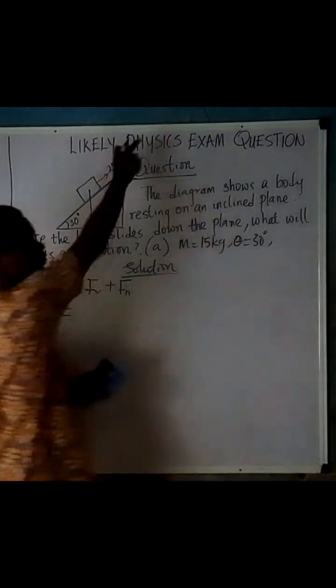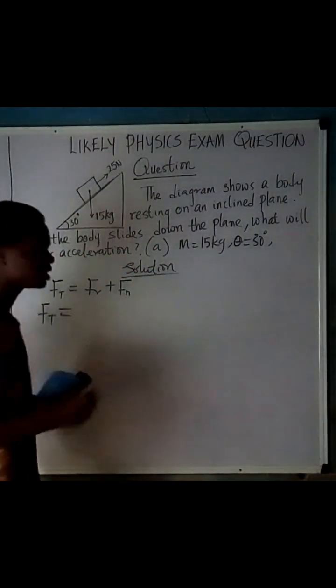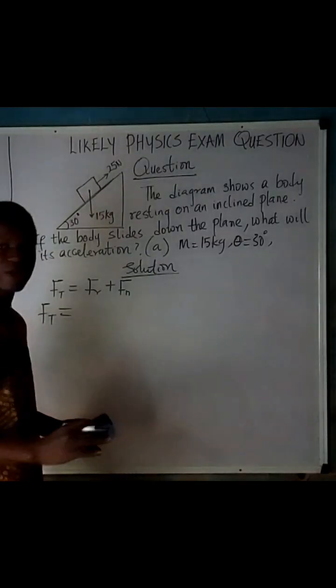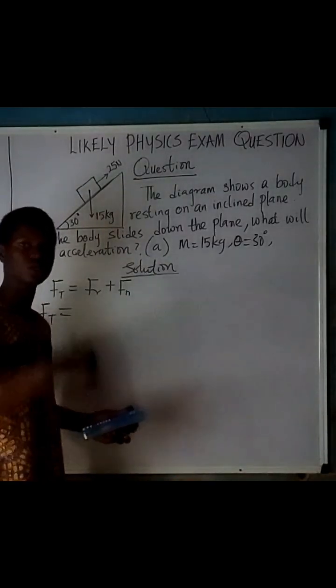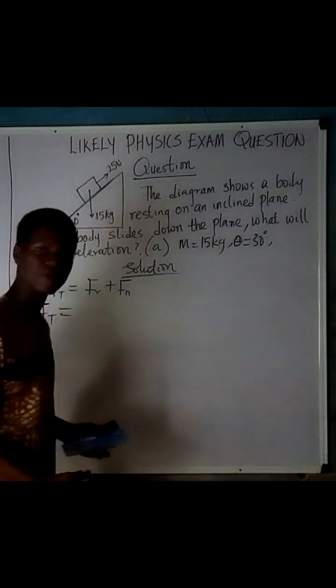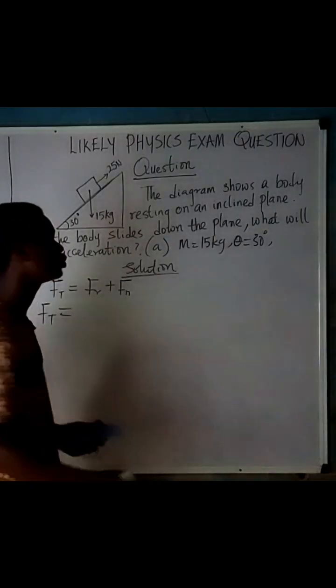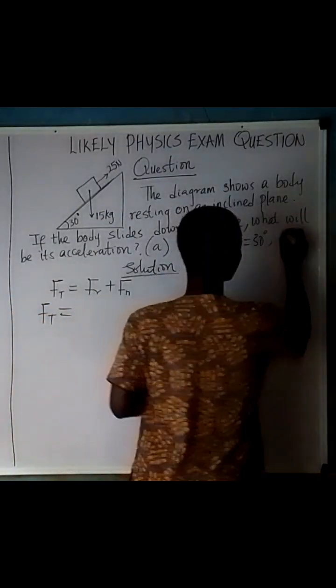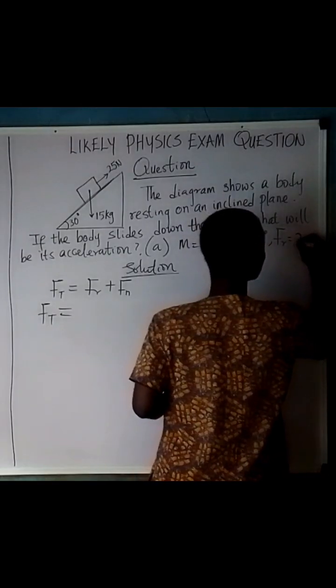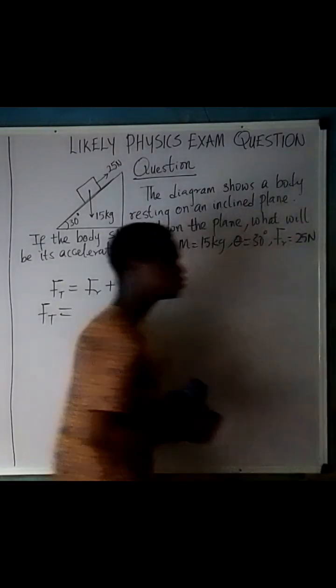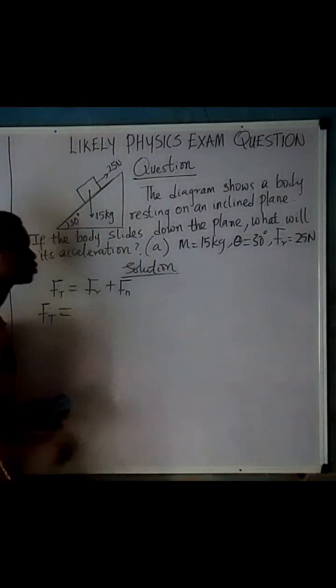Now this was given directly. The frictional force in this very question was given directly. So there's no need for us to use mu times normal reaction, that is coefficient of friction times normal reaction. It was given directly to be what? F arrow equals what? 25 Newton. So there's no need to calculate for frictional force as we progress.